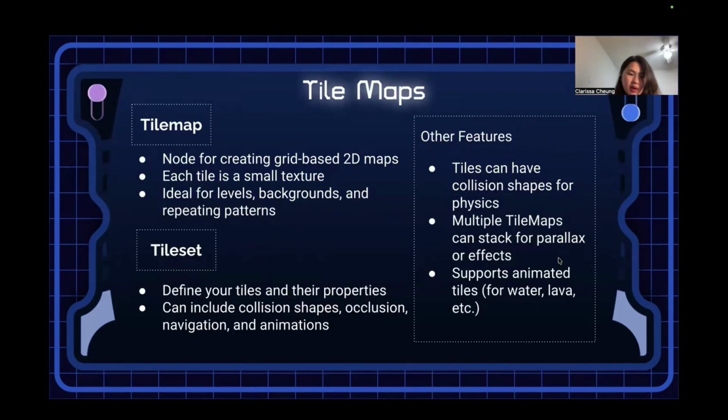Tile map is a node for creating grid-based 2D maps, where each tile is a small texture, and this is ideal for levels, backgrounds, and repeating patterns. Tile sets define your tiles and their properties, and this includes collision shapes, occlusion, navigation, and animations. Some other features it has are that tiles can have collision shapes for physics, and multiple tile maps can stack for parallax or effects. It also supports animated tiles as well.